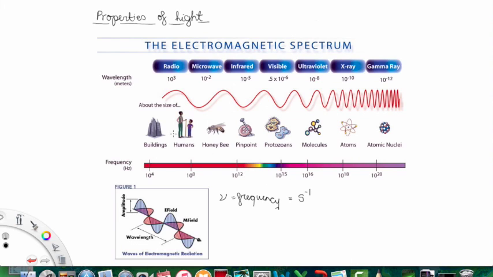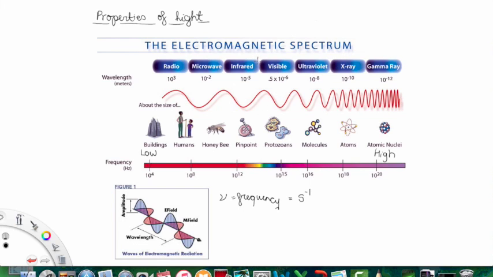So as you can see from this diagram, at low frequencies, such as 10 to the power of 4, we have radio waves. And then as the frequency increases and the distance between each wave, or the wavelength, gets smaller and smaller, up until we get to 10 to the power of 20, which is high frequency, we get different waveforms such as gamma rays, X-rays, UV rays.